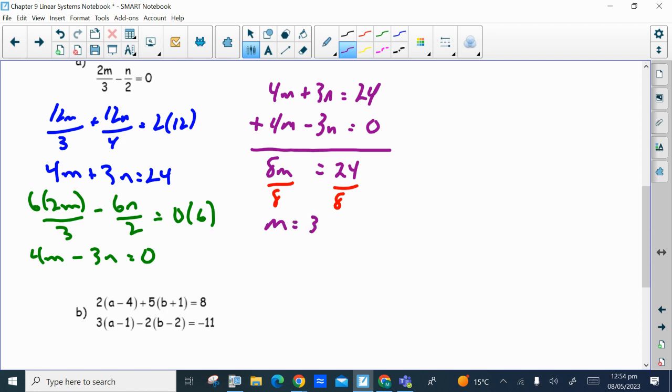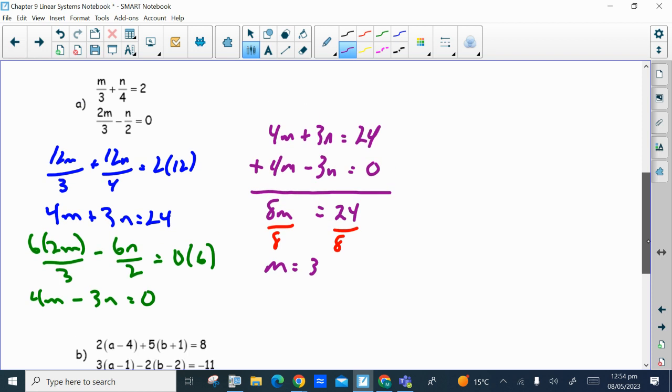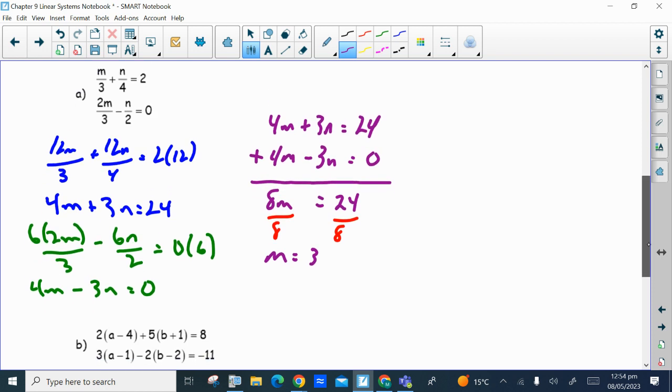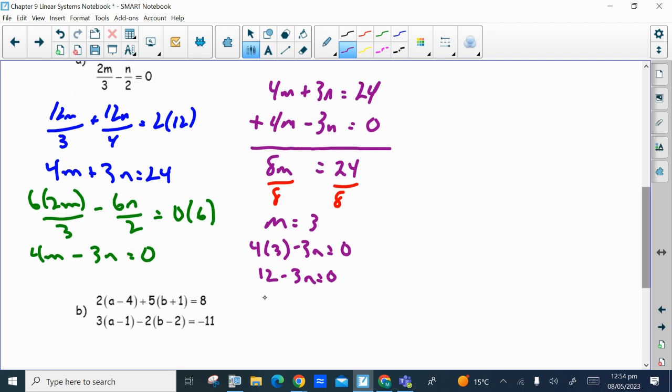I'm going to use one of my simplified equations to find out what n is. I'm going to use this 4m take away 3n equals 0. 4 times 3 is 12. So when we add the 3n to both sides, we'll get 12 equals 3n, and n equals 4 if we divide both sides by 3.